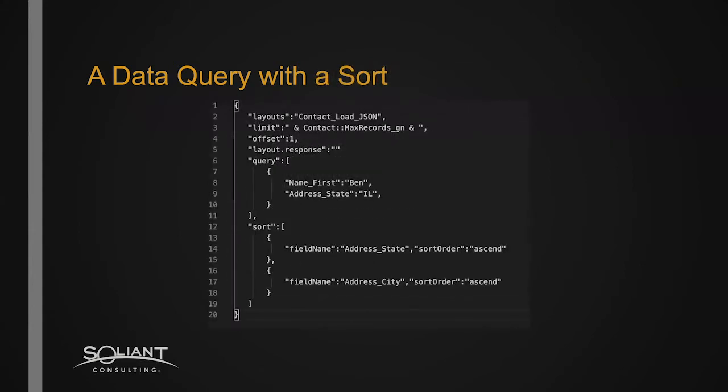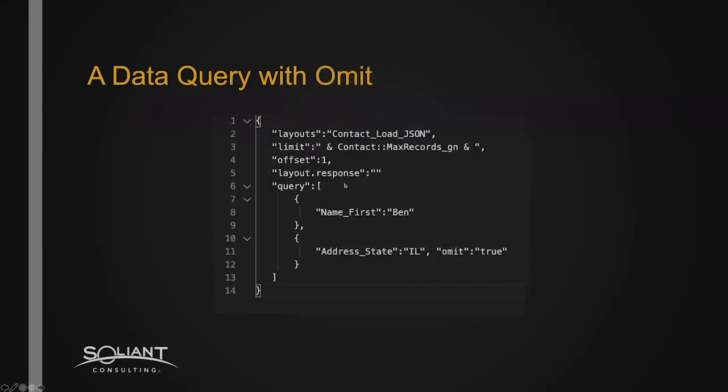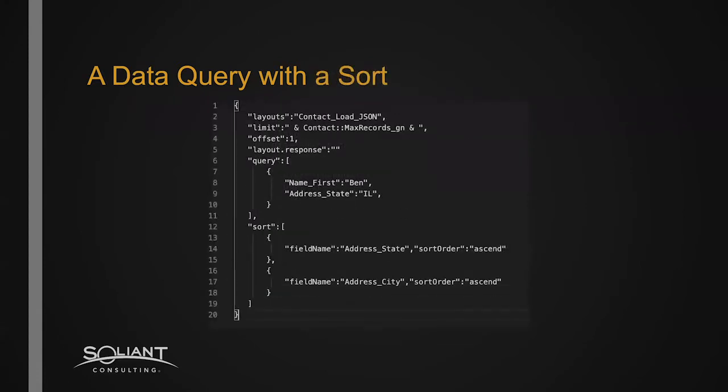Okay. You can also have the data sorted when it comes back. So this is, for example, my first find. Let's find anybody named Ben in Illinois. And I want to sort it by the state and the city. Well, they're all in Illinois, so that doesn't necessarily make sense for this one, but this would sort it by the state and then the city within the state, ascending both times.